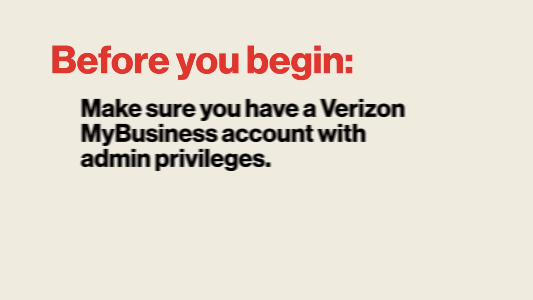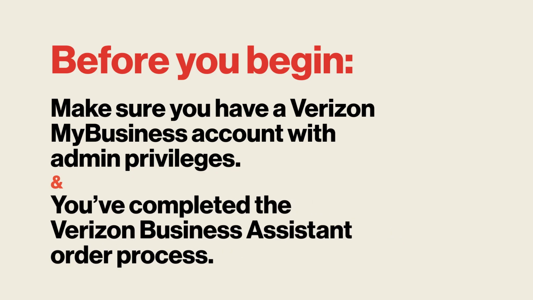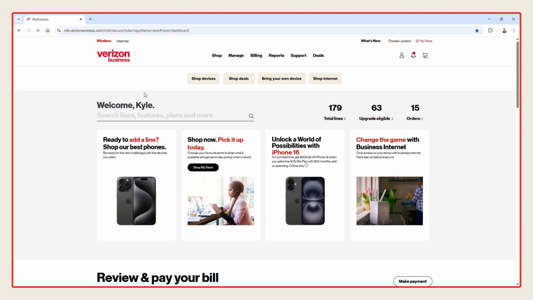Before you begin, make sure you have a Verizon My Business account with admin privileges and you've completed the Verizon Business Assistant, or VBA, order process. If you have not, please review your order information, complete the process, and then return to this tutorial. Okay, let's start the onboarding process.